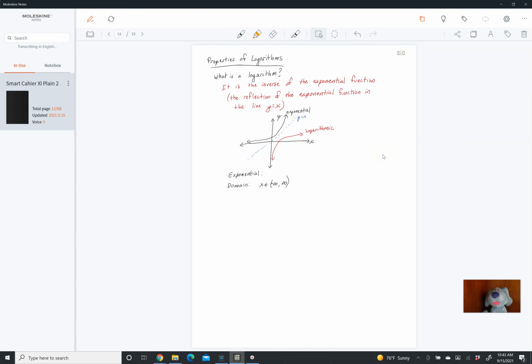Now the range, we also talked about this. Is anything greater than 0. It never reaches 0. And you could see it from the graph here. It never reaches the x-axis, but it gets really, really close. Okay.